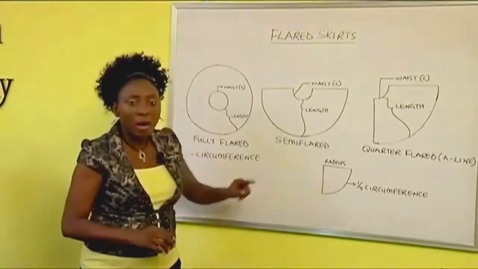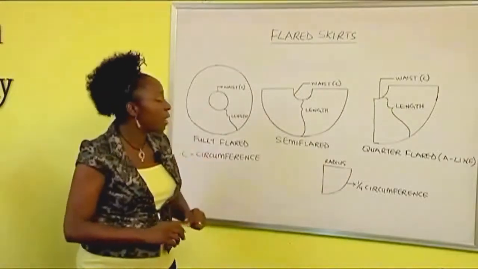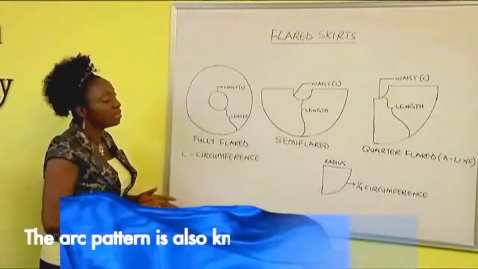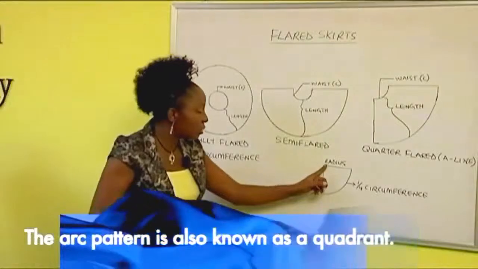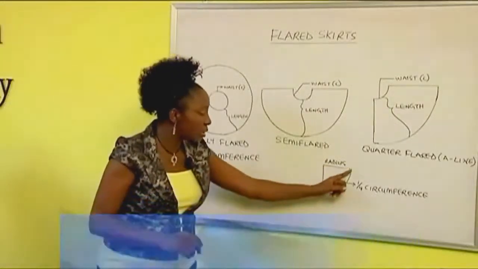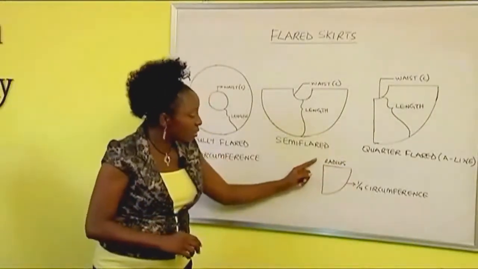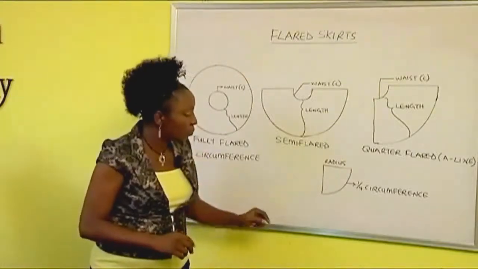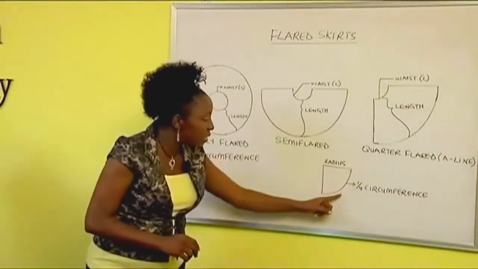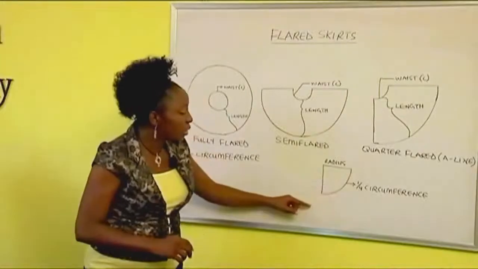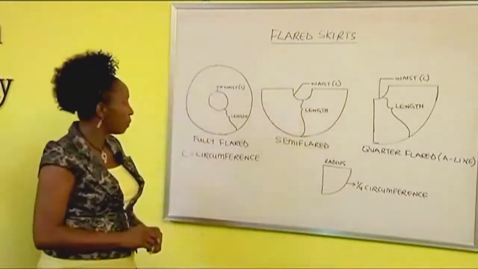This is called our arc. It's called the arc pattern. You can see the radius here. That's just like a quarter circle. This is the middle of the circle. And this part here, which represents a quarter of the circle, is a quarter of the circumference.